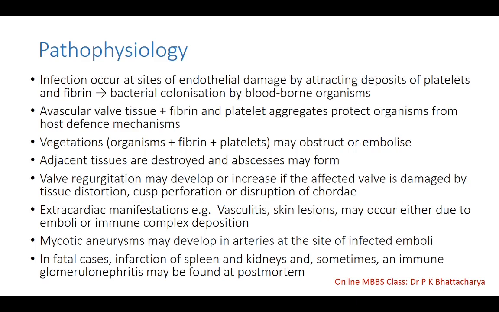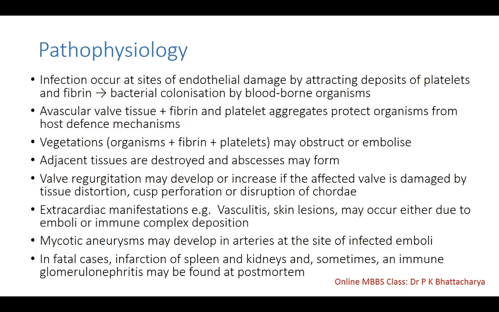The infection occurs at sites of endothelial damage by attaching to deposits of platelet and fibrin. So the first focus is deposition of platelet and fibrin at the site of injury, followed by bacterial colonization from the organisms which are already in the blood. These avascular areas of tissue, along with fibrin and platelets, protect these organisms from the inflowing blood and the antibodies flowing in the blood. That means the organisms are protected from the defense mechanisms of the body so that they can grow.